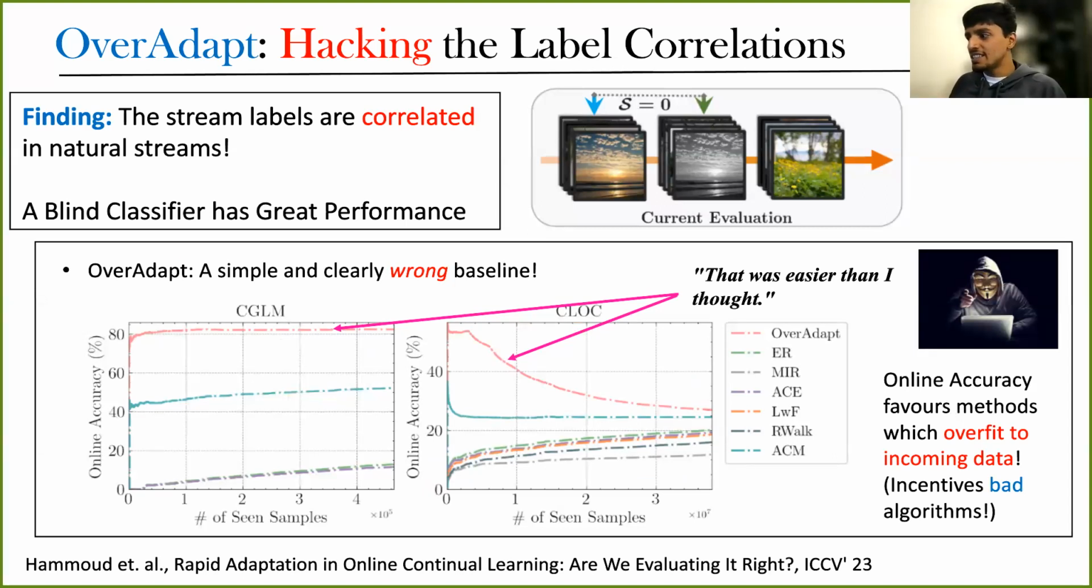So we present an easy way to hack this online accuracy metric, and why is this bad? This is bad because this favors methods which simply overfit to data. We do not want methods which simply overfit to data, but we want methods which do this rapid adaptation but preserve information from past knowledge and retrieve it when necessary to predict on the incoming samples. We need this dynamic learning ability, but this metric simply says, well, overfit and you will perform really well. We need to not incentivize bad algorithms.